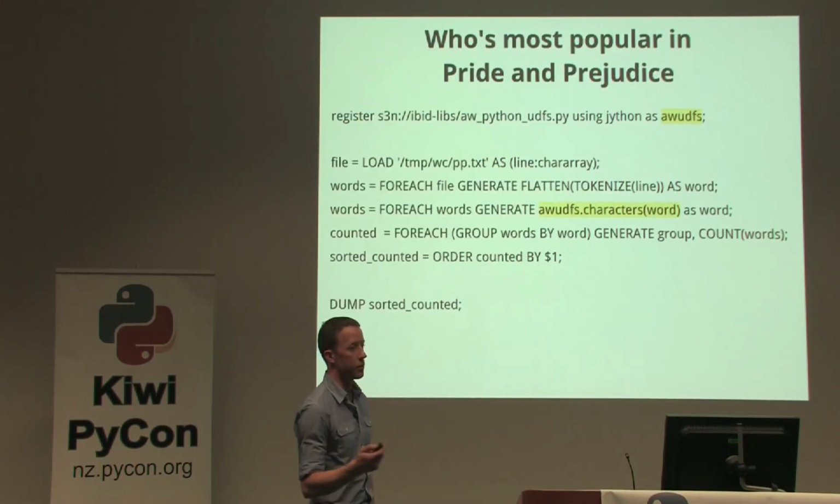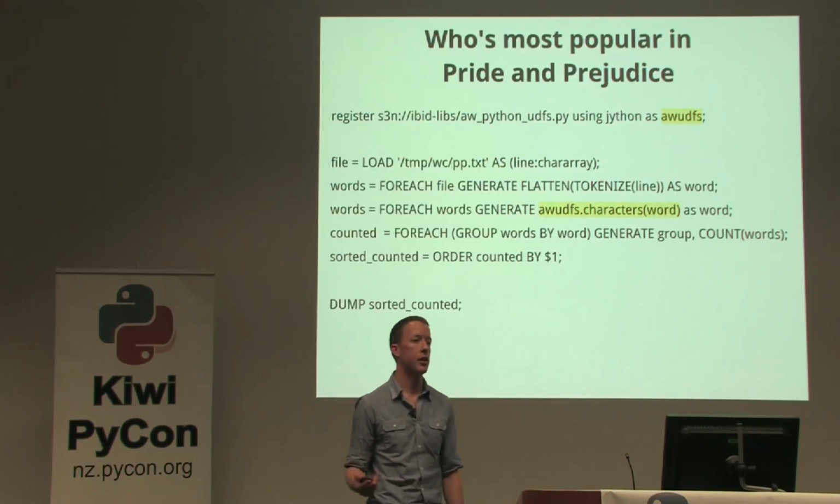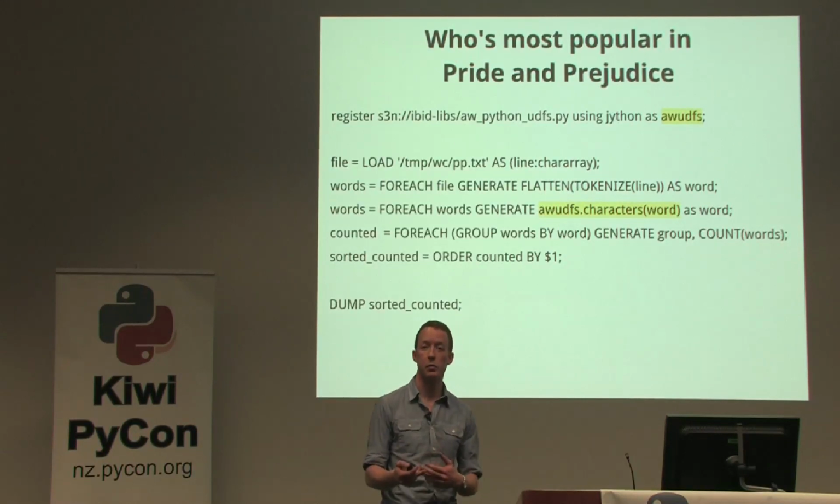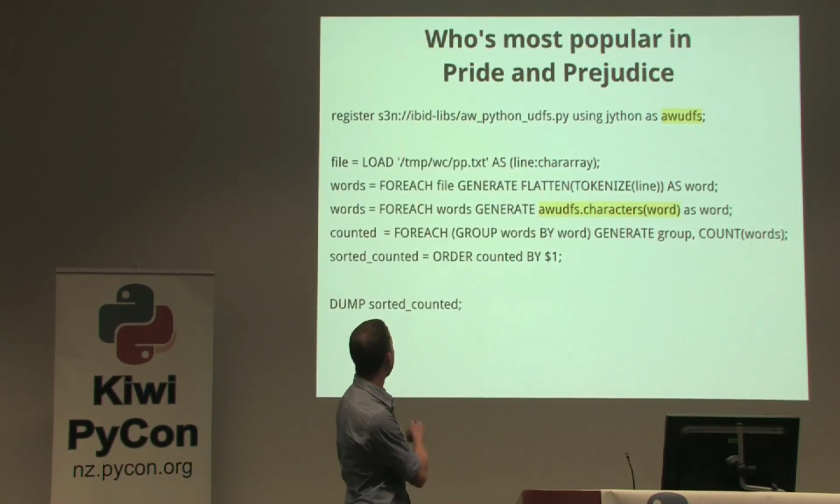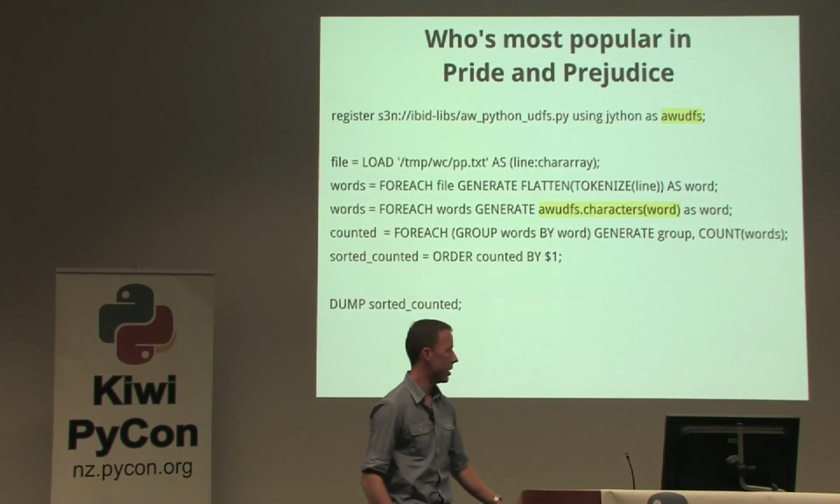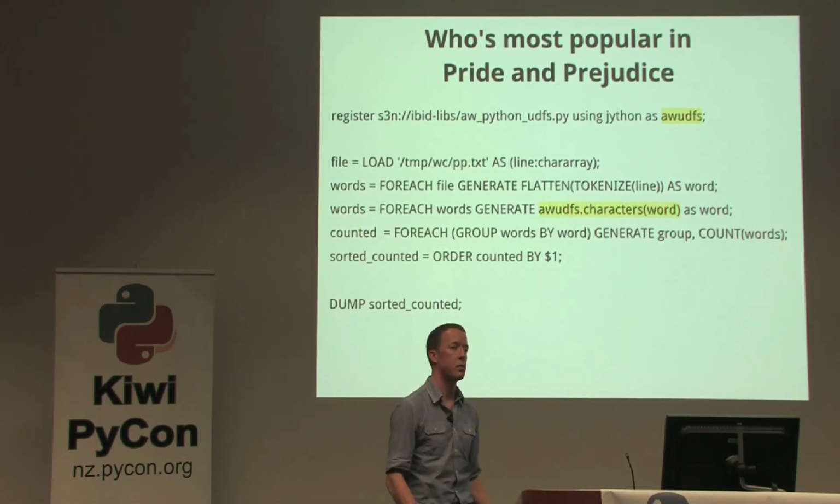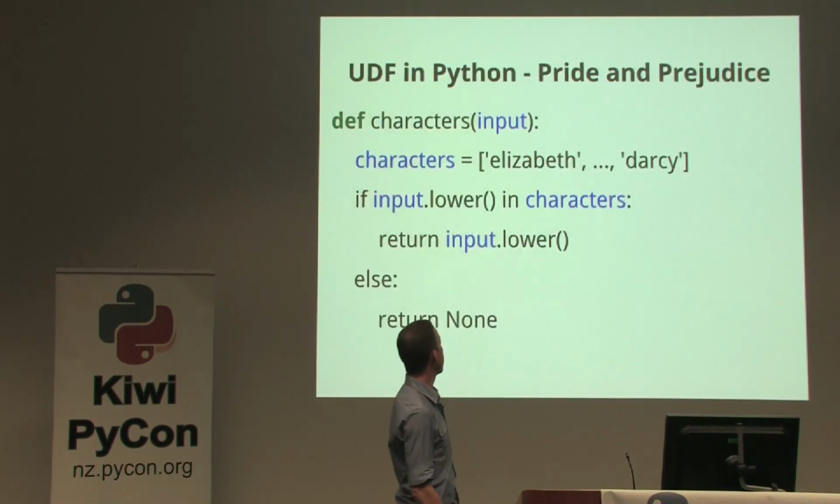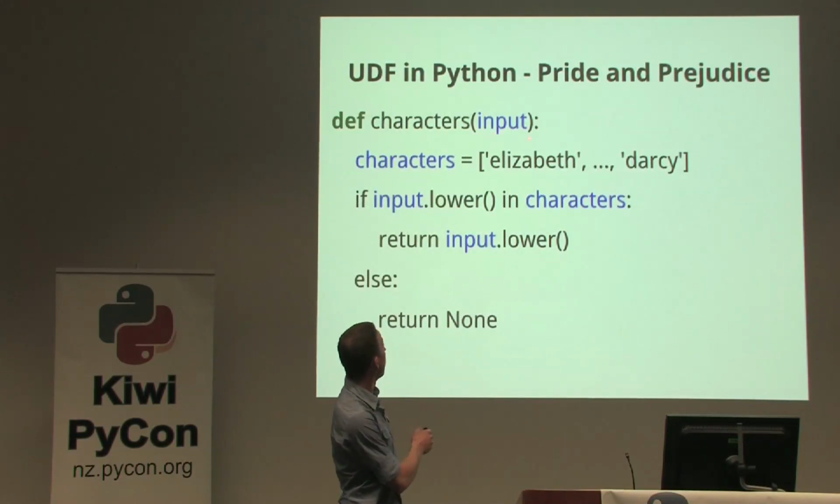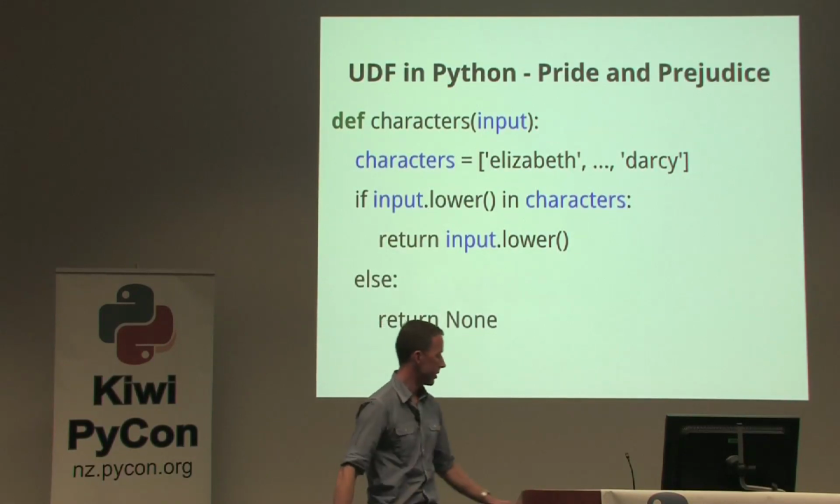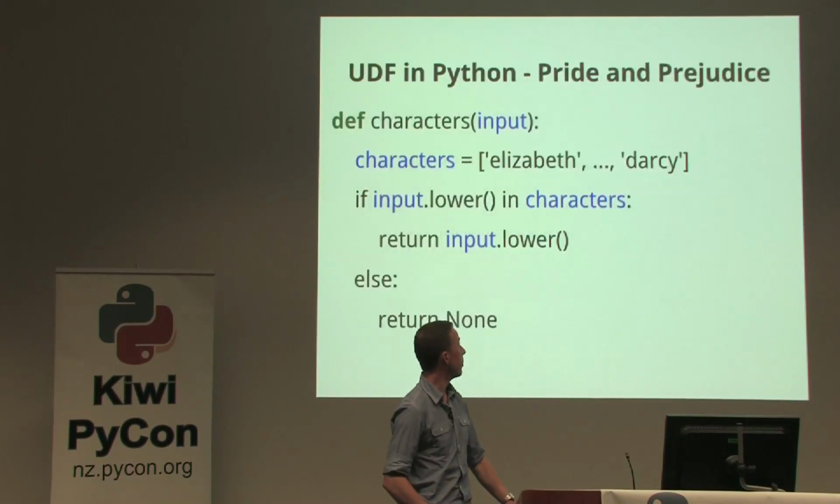This here, the live demo that I started before, is going to count the number of words and count the most popular characters in Pride and Prejudice. That is the entire Pig program. The input is just the book as a text file. This is my Python UDF. For each word in the line, if the word matches the list of characters here, output it, otherwise output nothing. Those 2 programs are all that's in the live demo.